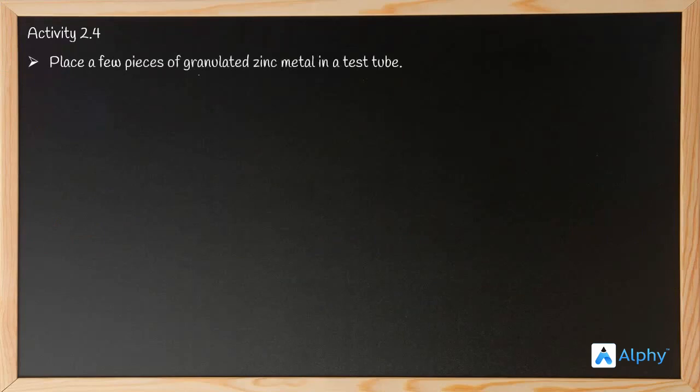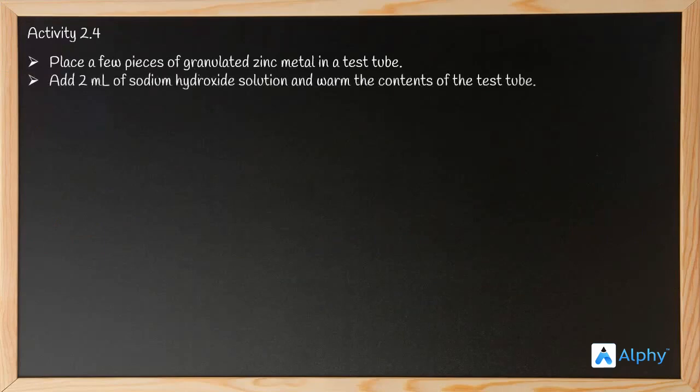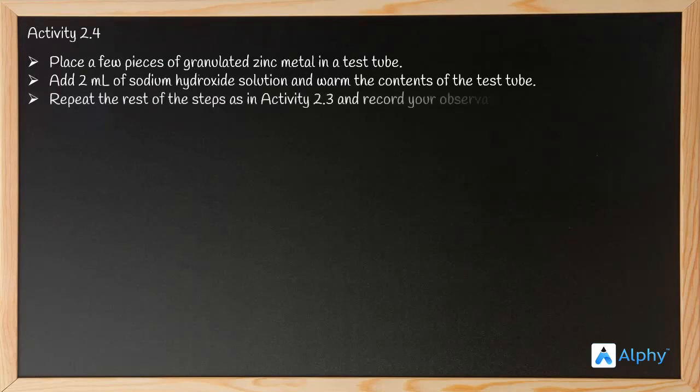Now the next activity, 2.4. Place a few pieces of granulated zinc metal in a test tube and add 2 ml of sodium hydroxide solution and warm the contents of the test tube. So we'll just take sodium hydroxide. Sodium hydroxide is NaOH, and we'll add it to the test tube in which we had added granulated zinc and warm the contents of this test tube. Now repeat the rest of the steps as in activity 2.3 and record the observation. So we have to record the observation just like we did for activity 2.3. Remember, we use this delivery tube for forming bubbles near the soap solution.